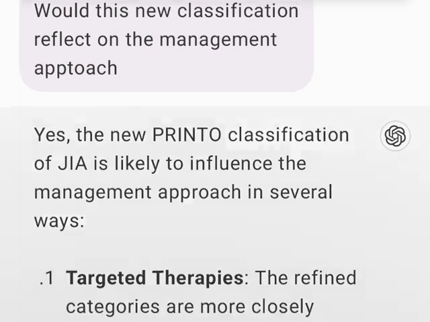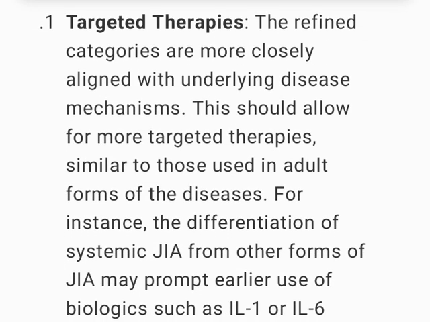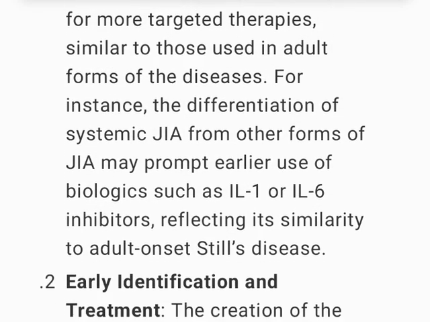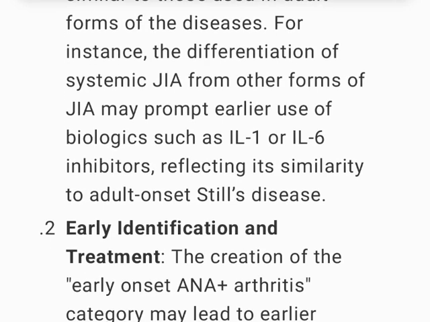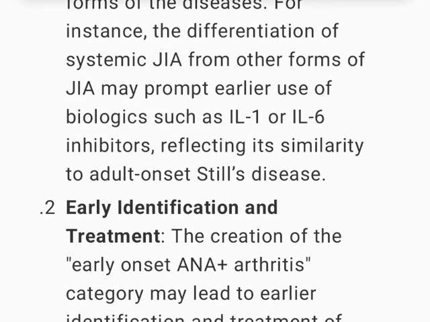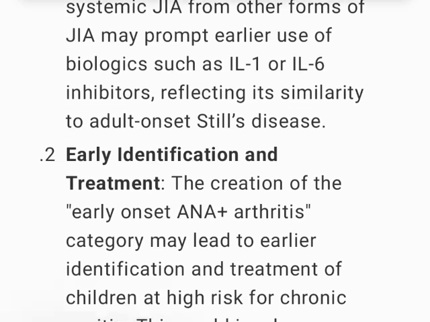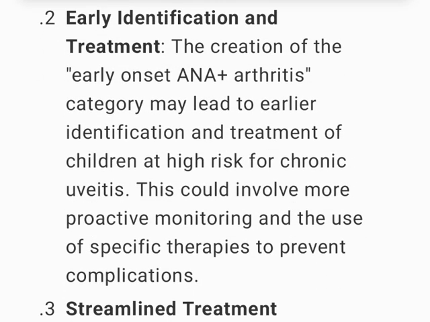Yes, the new PRINTO classification of JIA is likely to influence the management approach in several ways. 1. Targeted therapies. The refined categories are more closely aligned with underlying disease mechanisms. This should allow for more targeted therapies, similar to those used in adult forms of the diseases. For instance, the differentiation of systemic JIA from other forms of JIA may prompt earlier use of biologics such as IL-1 or IL-6 inhibitors, reflecting its similarity to adult onset Still's disease.